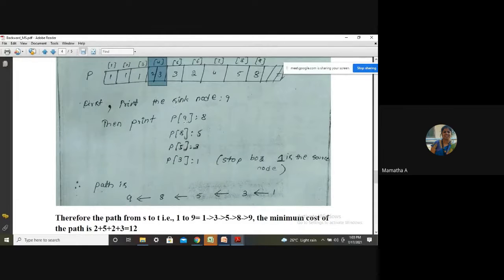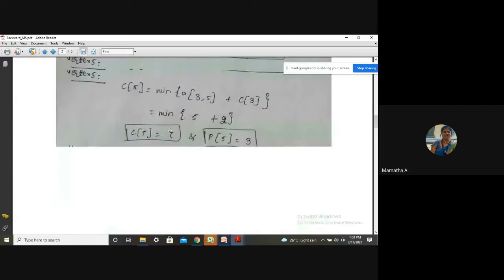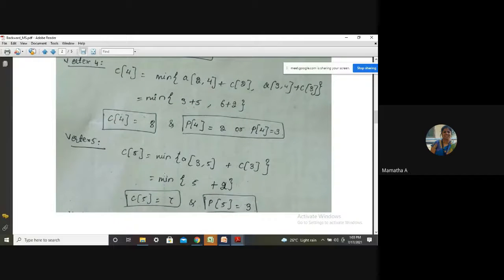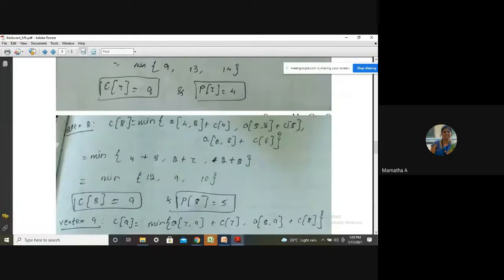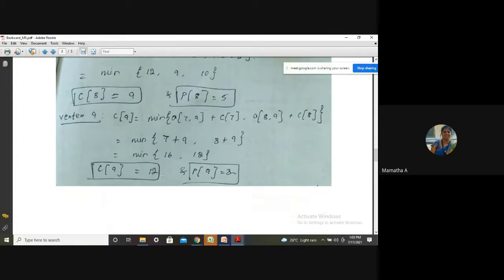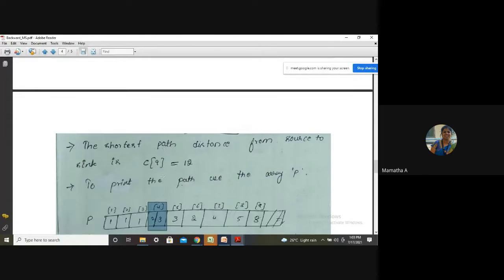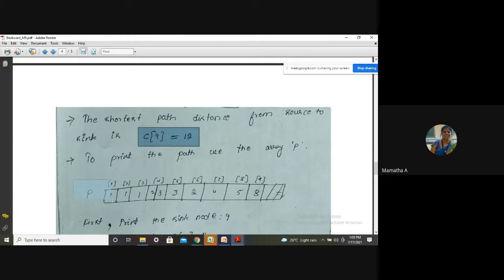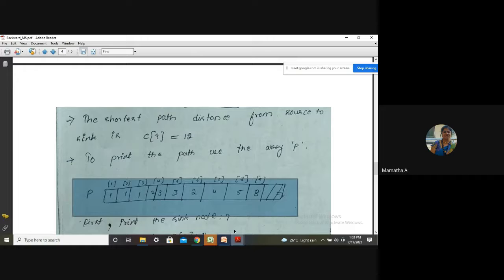The same thing happens. So we compute C of 5, then C of 6, C of 7, C of 8, and then C of 9. After computing, the shortest distance path is nothing but C of n, that is 12. Similarly, you will print the path now. Observe here, P of 4 has got two entries. So if you are going through the fourth vertex, then you will have two possibilities. So you have to check, right? What do you do here?